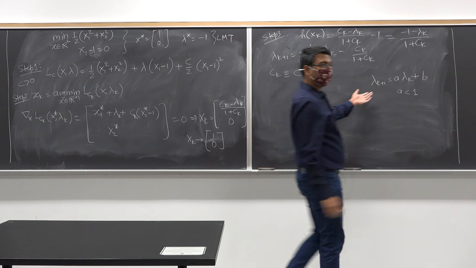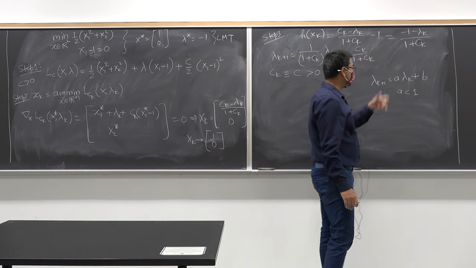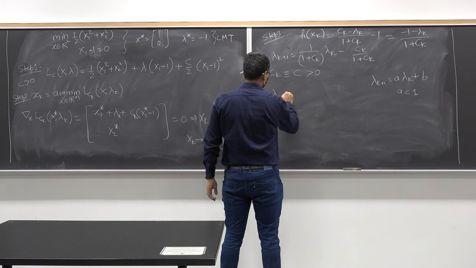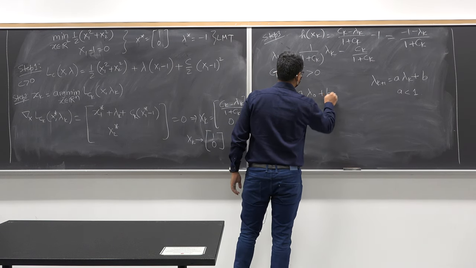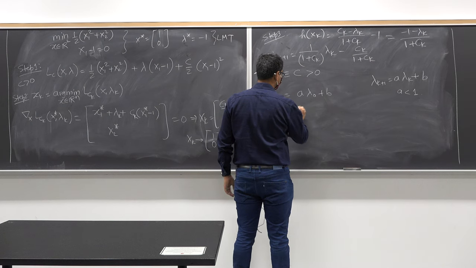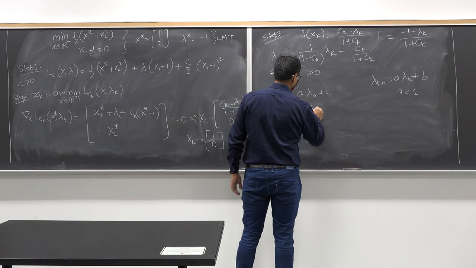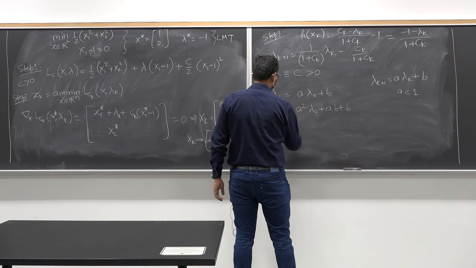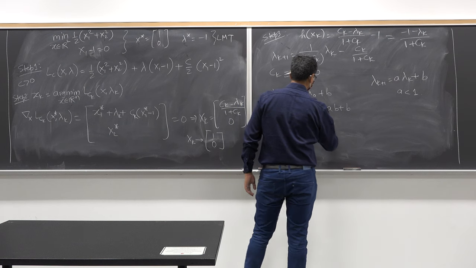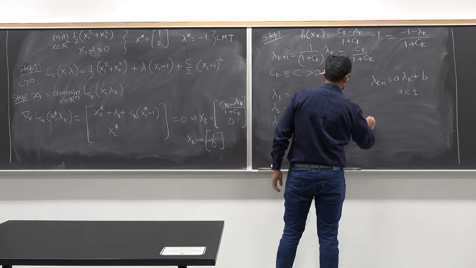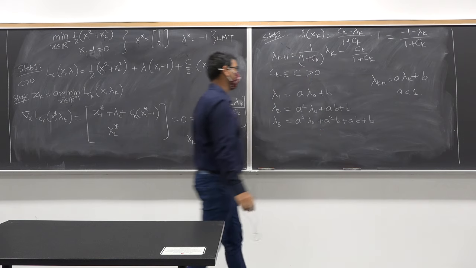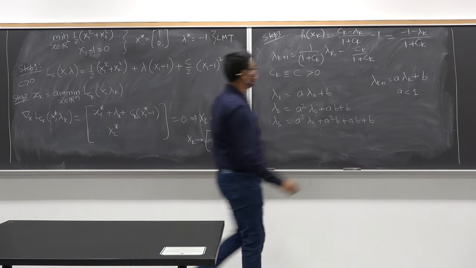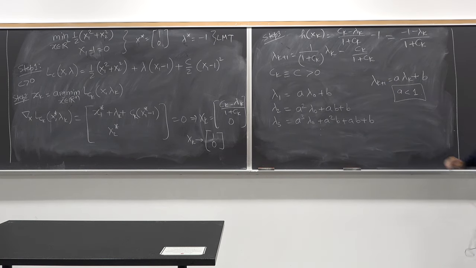So let's write it down, okay? Because once you write it down, it will become very clear. So I have lambda 1, which is a lambda 0 plus b. I have lambda 2, which is a squared lambda 0 plus ab plus b. Lambda 3, and so on. And remember, a is less than 1. So what does the sequence converge to? Lambda k?